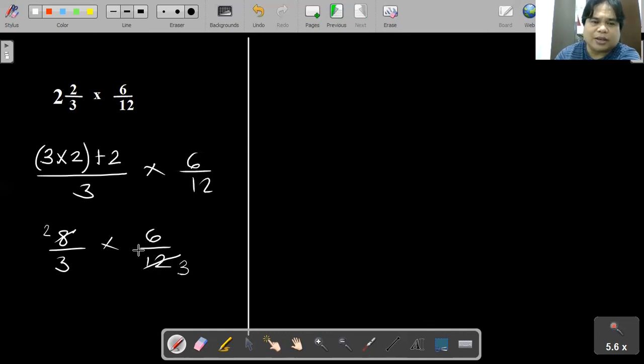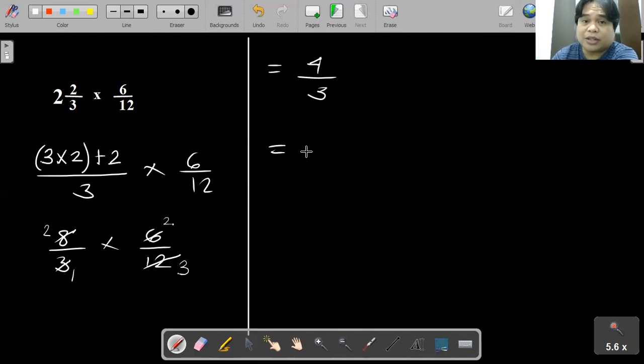How about 6 and 3? Both are divisible by 3. So what you have left is 2, and this one is 1. Now that you have simplified them, you can directly multiply: 2 times 2 is 4, and 1 times 3 is 3. That's 4 over 3. Again, this is an improper fraction, and you can further simplify it by turning it into a mixed number.